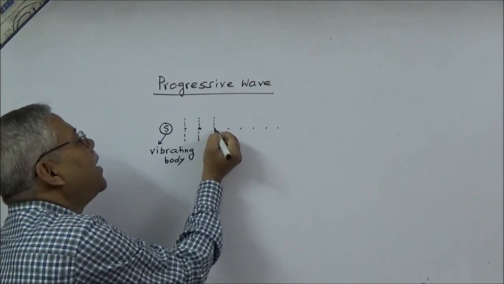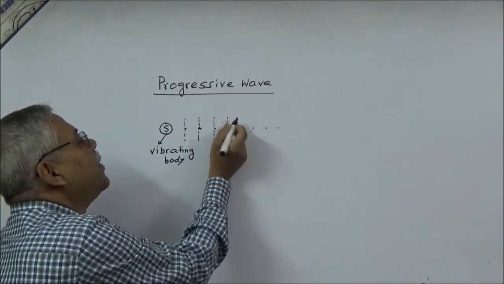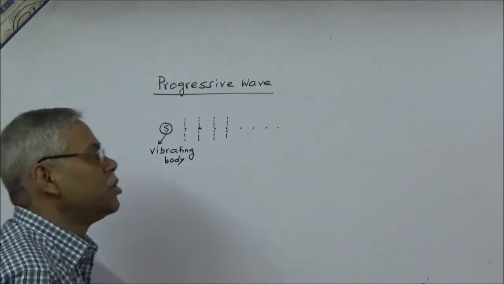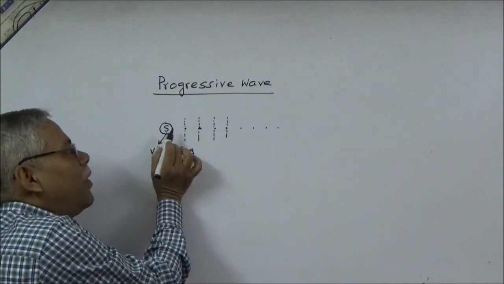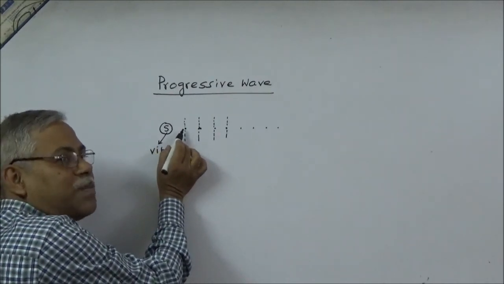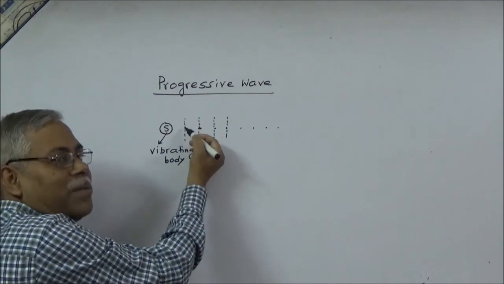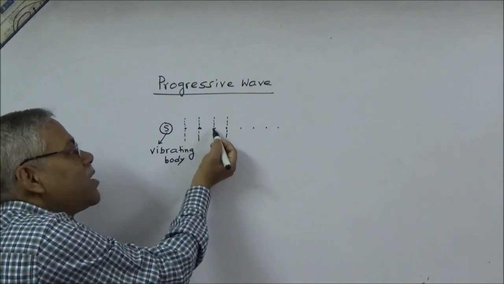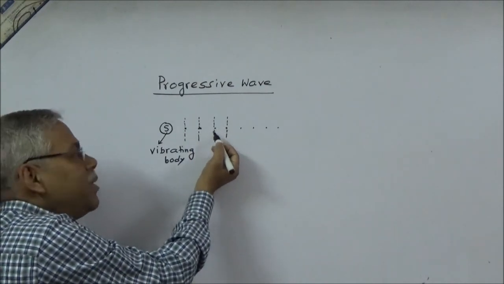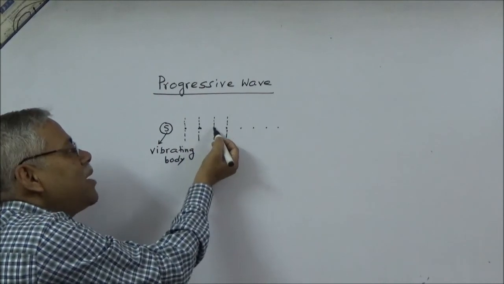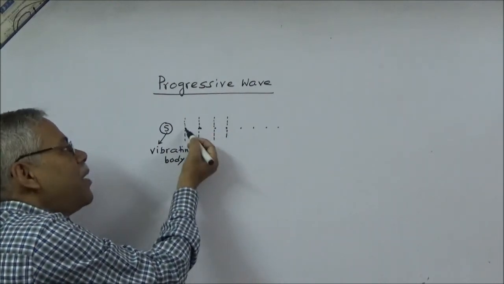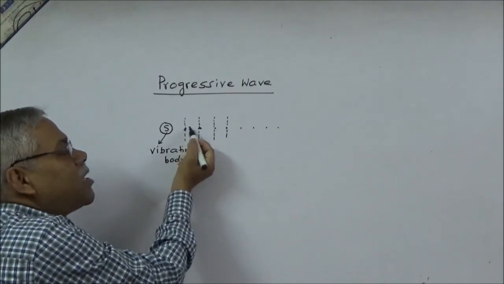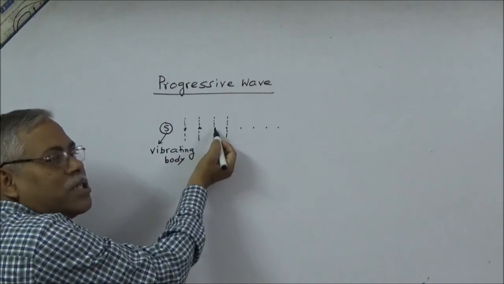Each particle executes SHM about its mean position. So the energy of the source will fall on this particle. This particle will start vibrating. Then the next one will start vibrating, then the next one. By the time this particle has started vibrating, the first particle may stop. That means the energy of vibration has been transferred from the first particle to this particle.